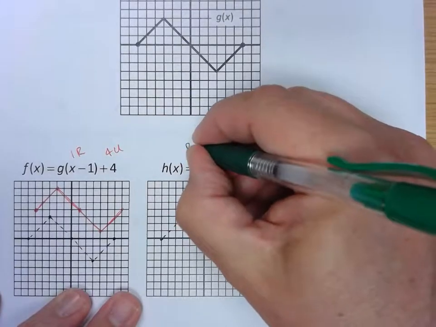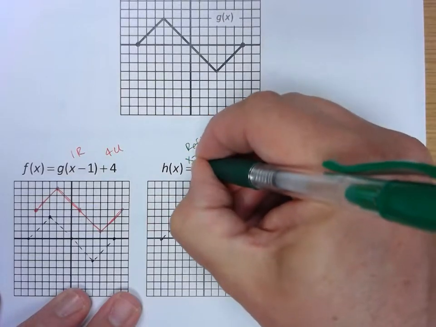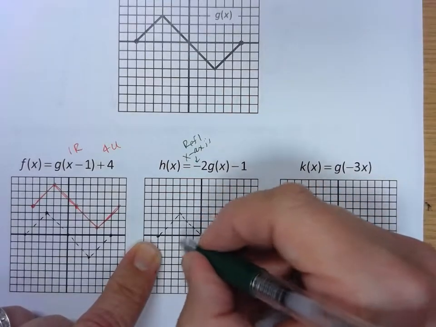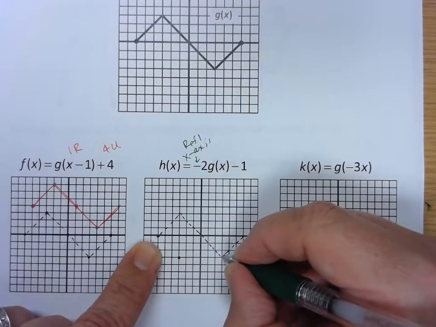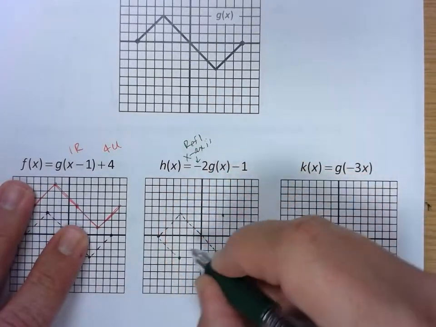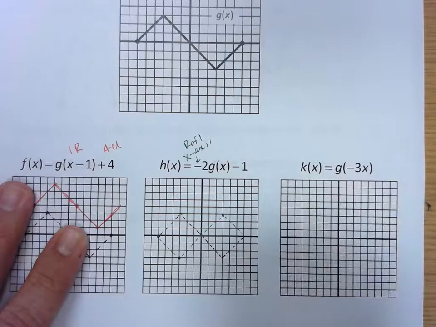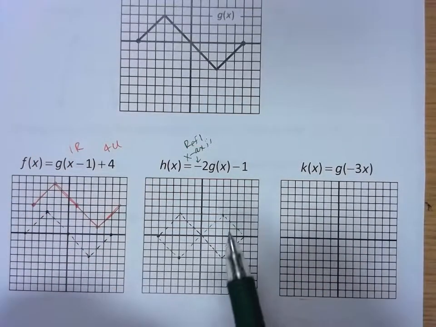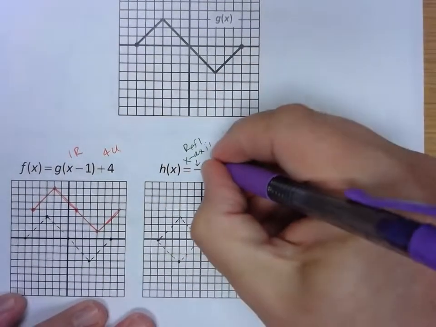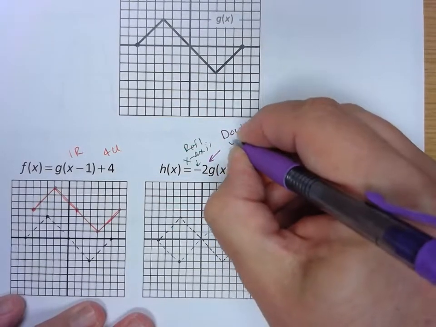So reflect about the x-axis, doing that first. The 3 points that are on the x-axis aren't going to move. This point's going to reflect down here. This point is going to reflect up here. So the reflected graph looks something like this, in green. That's the first transformation I did. Okay, now I want to take care of the 2. The 2 causes me to double the y values.